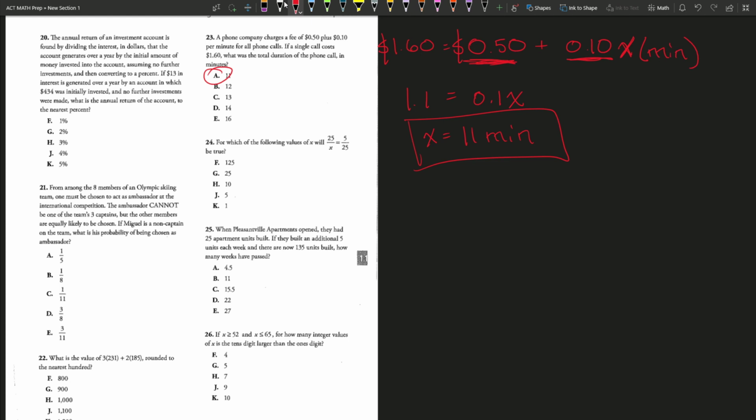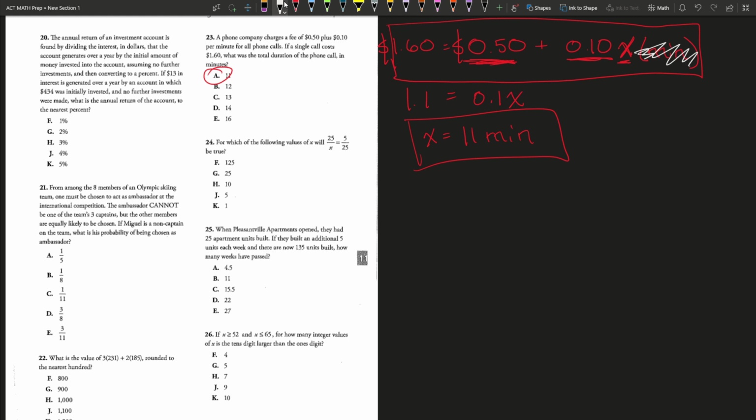Well, you would divide 1.1 divided by 0.1. 11 is the answer, right? So once we solve this equation, that's our answer. Yeah, we're just solving for X here. Does that make sense though?